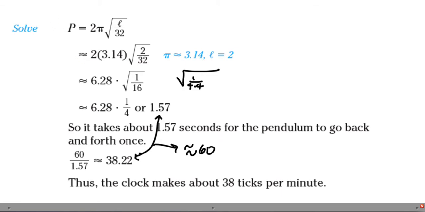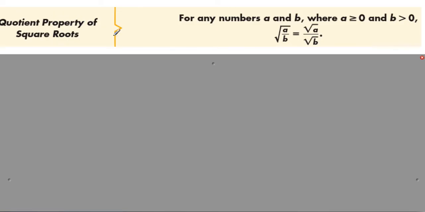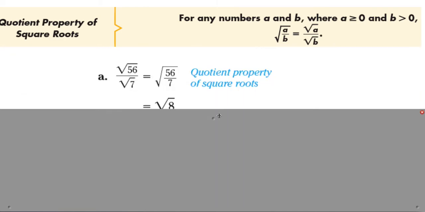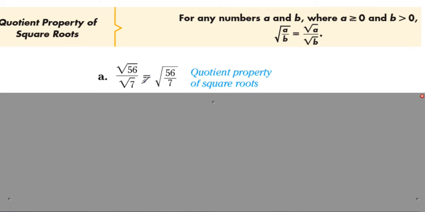So let's go to the next concept, which is the quotient property of square roots. For any numbers a and b where a is greater than or equal to 0 and b is greater than 0, radical a over b is the same as radical a all over radical b. So let's take a look at a. Radical 56 over radical 7, and radical 34 over radical 7.